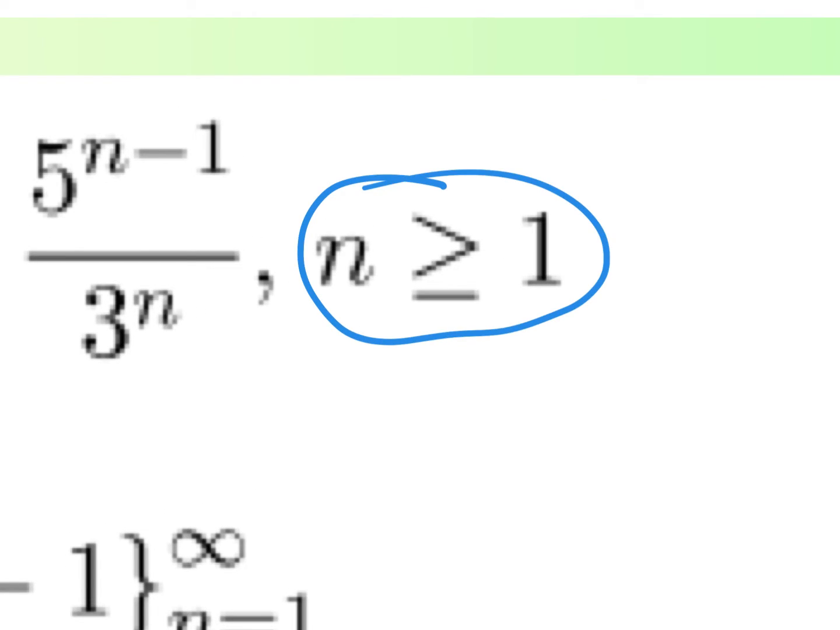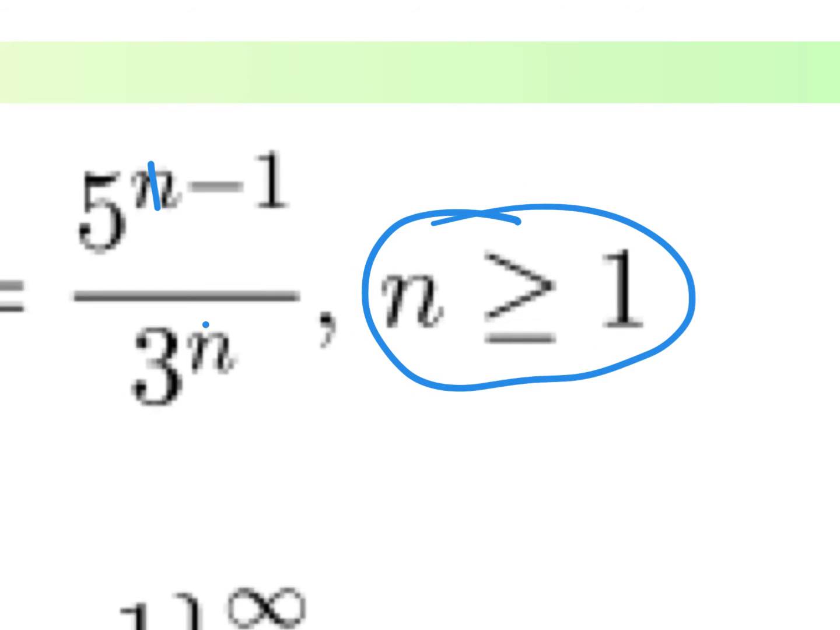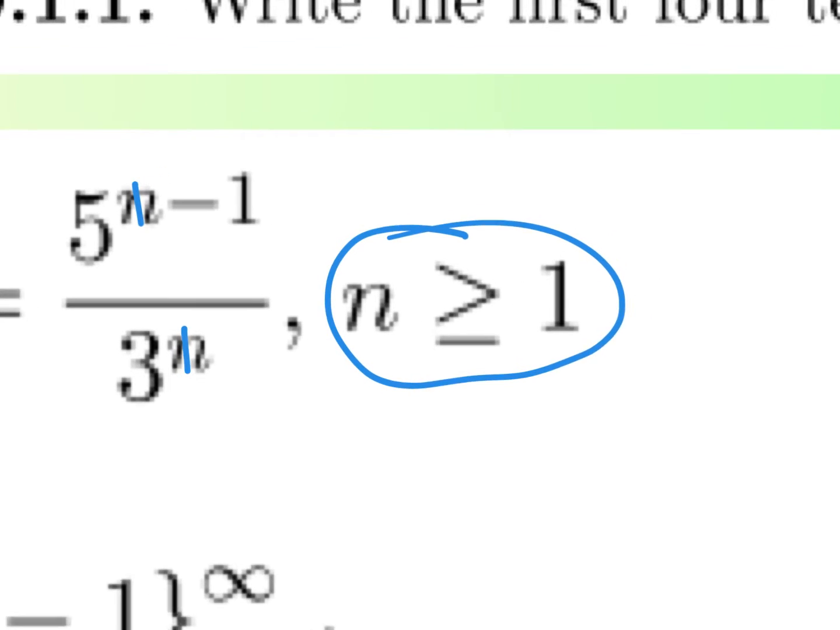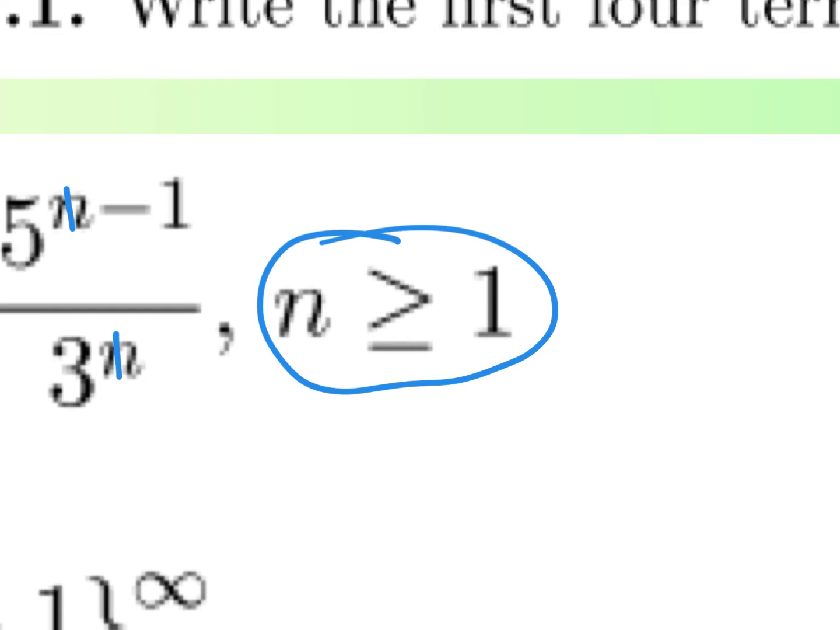Well, let's look at this first. What's the first thing that n could be? 1. Stick in 1, everybody, and figure out what you get. It's 3 to the 1, and that's 5 to the 1 minus 1. Soren, what'd you get? 1/3. Okay, now let's put in 2. Because look, it just says keep going, bigger than 1, right? And just to clarify, you don't ever use like 1.2. You always use integers. So something bigger than 1, so we're putting in 2.